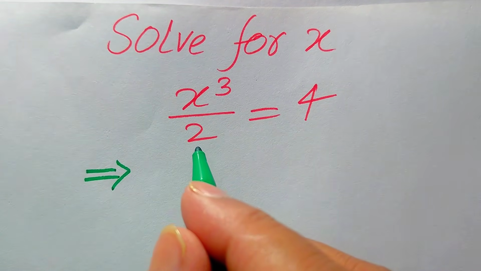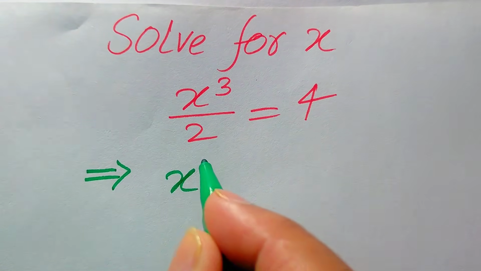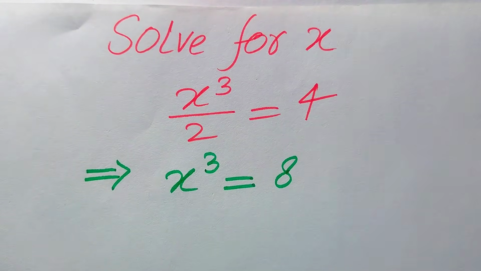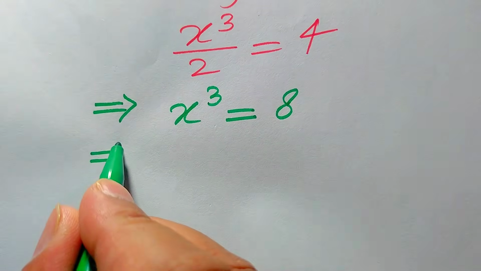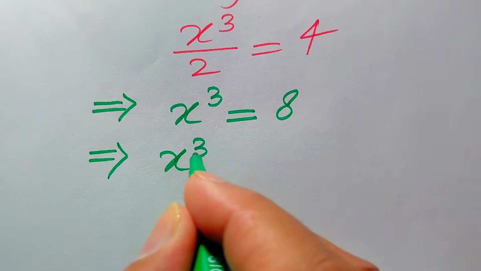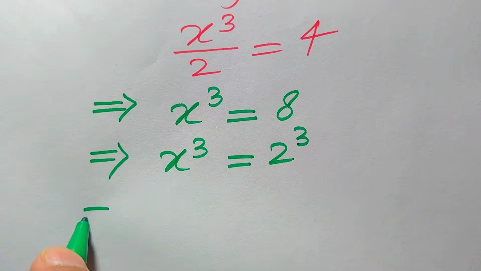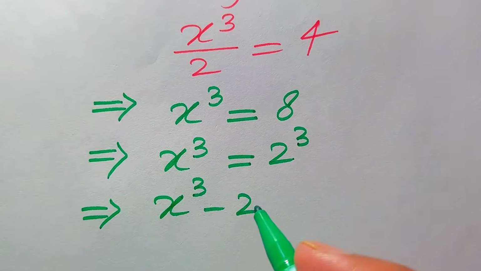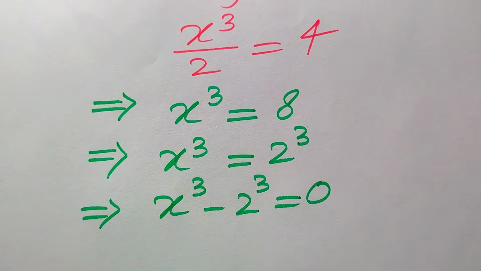When it is divided by 2 here, and we move it to the right hand side, it is multiplied by 4, and we obtain x cubed equals 2 times 4, which becomes 8. And now in the next step we need more simplifications. We know that 8 is the cube of 2, so we write 8 as 2 cubed. In the next step we move the term 2 cubed from the right hand side to the left hand side, and it becomes x cubed minus 2 cubed, and this whole equation equals 0.